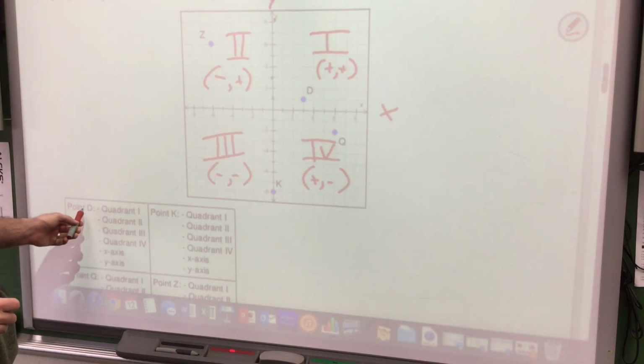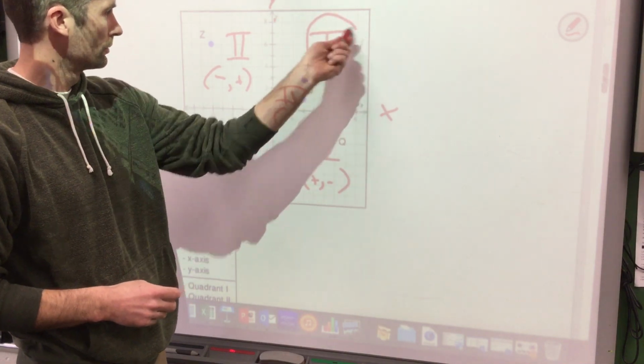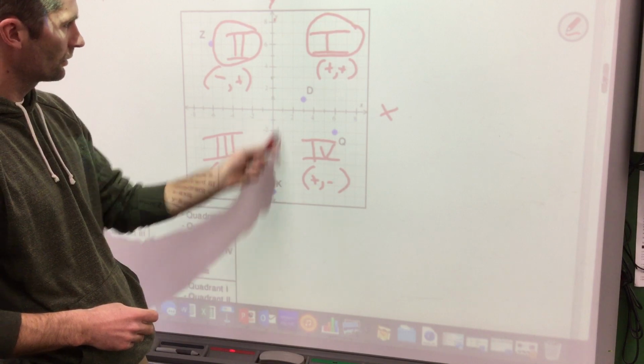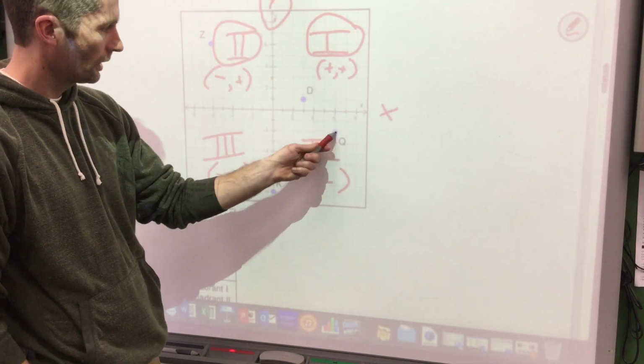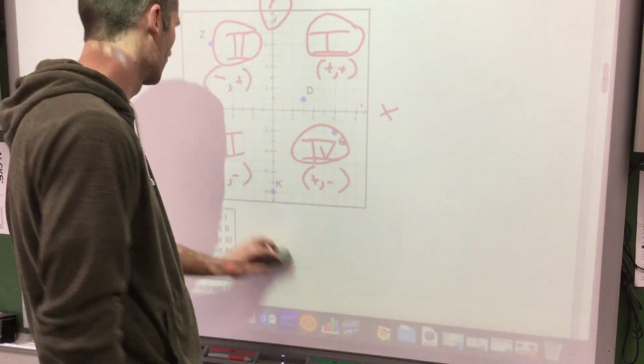Okay, so point D is in quadrant 1, Z is in quadrant 2, K is on the y-axis, and Q is in quadrant 4. All right.